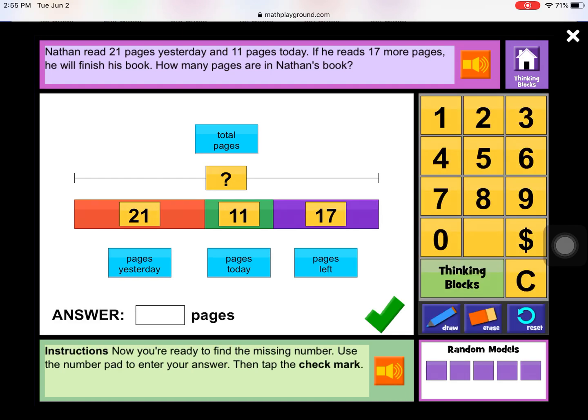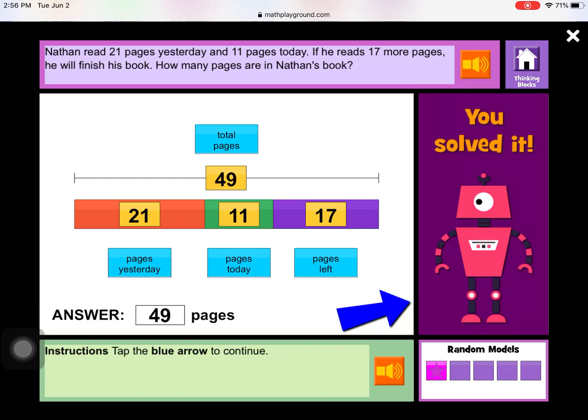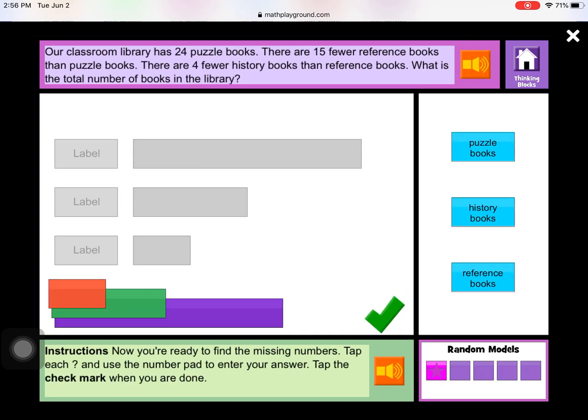All right, and then again, we can notice that our bars kind of come out proportionally. So we are adding 21 plus 11 plus 17. So 7 ones, 1 one, and 1 one, I believe is going to be 9 ones. 2 tens, 1 ten, and 1 ten is going to make 4 tens. So I think our number is going to be 49. And now we're going to go on to the next problem.